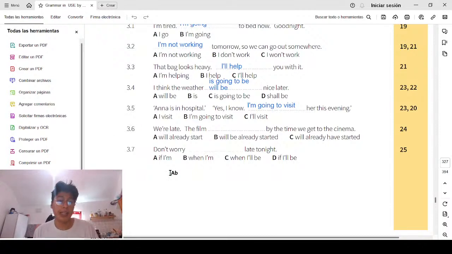3.6. We're late. The film will already start by the time we get to the cinema, or the film will be already started by the time we get to the cinema, or the film will be already have started by the time we went to the cinema. The correct answer is will be already started. Okay. Why?